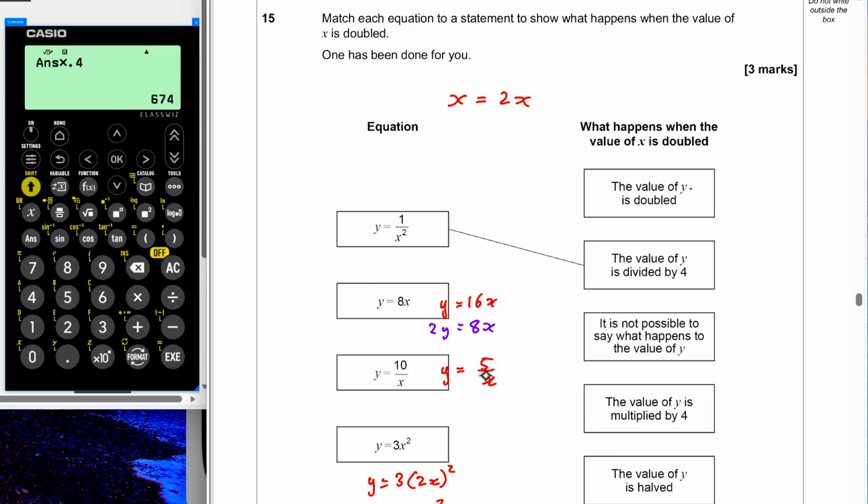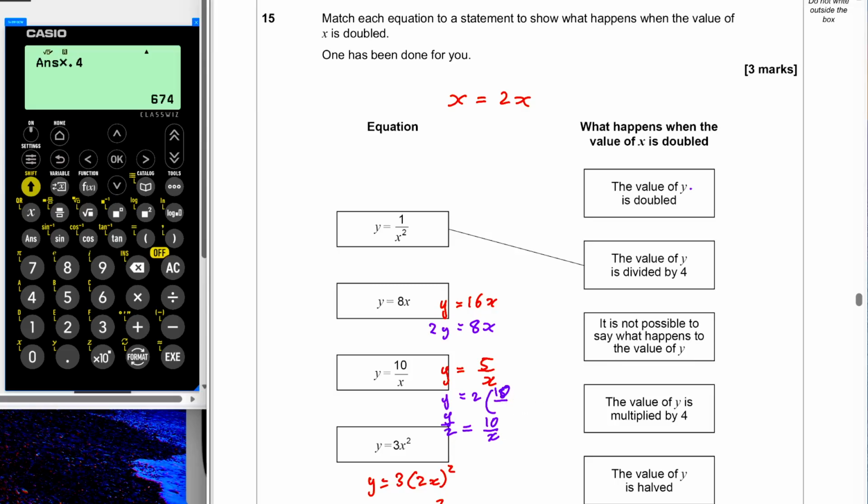And then I want 10 here, so let's rearrange this one a bit. So that's 2 lots of 10 over x, which would be y over 2 is equal to 10 over x.